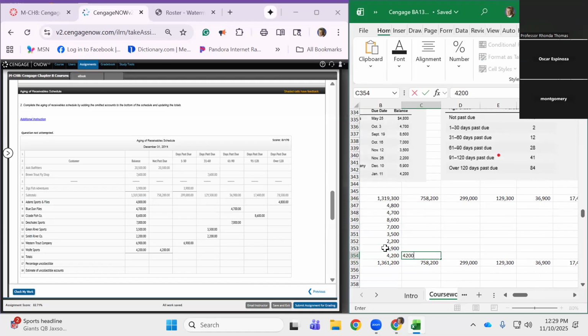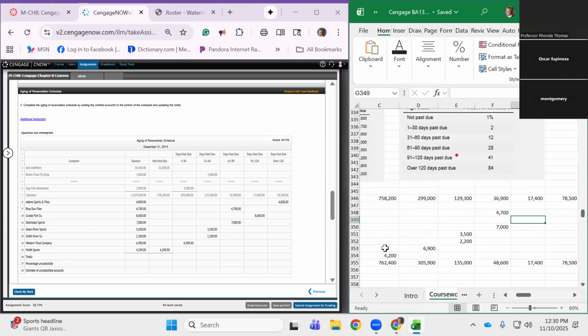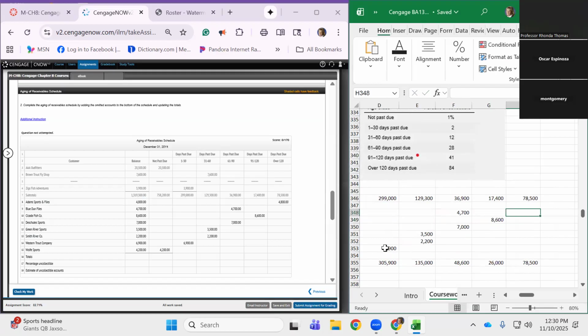So I got 4,200, 6,900. Okay, up here 3,500, 2,200. I got 7,000. And then I need to go up, 4,700, 8,600, and then 4,800. Okay, so those are the new totals.